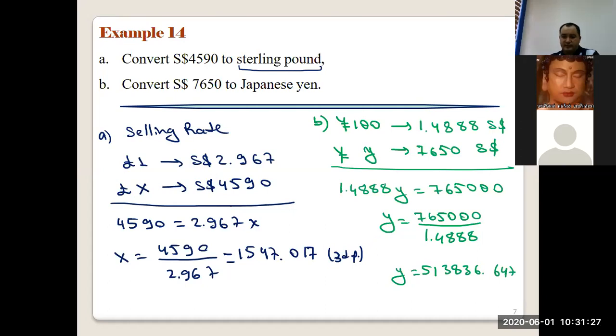So that is 513,836.647. That is 513,836.647 Japanese yen we could buy for this Singaporean dollar. Okay.